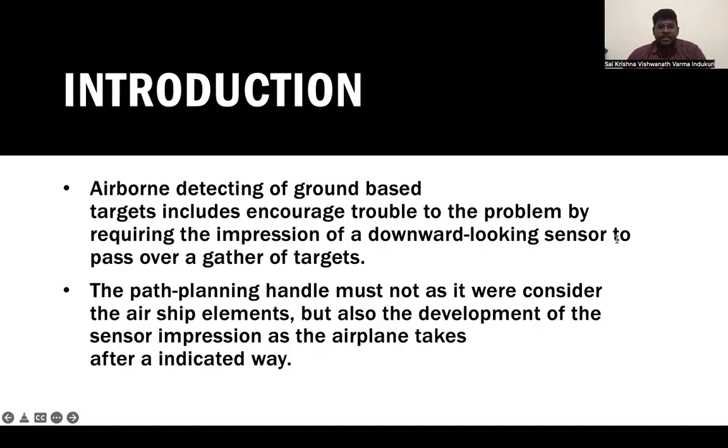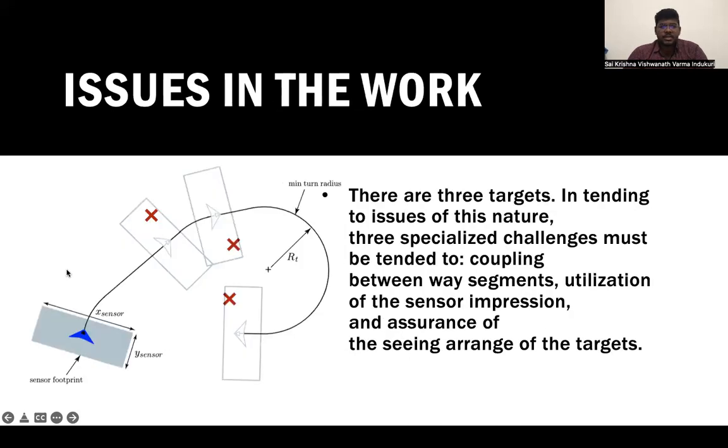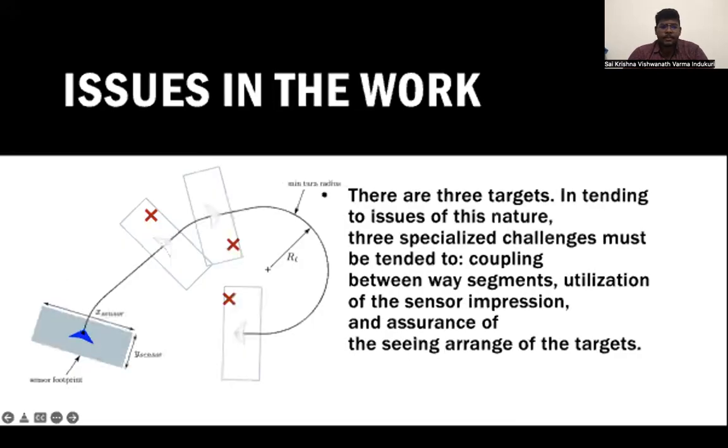So the path planning process must not only consider the aircraft dynamics, but also the movement of the sensor footprint as the airplane follows a specified path. So if the targets are located far apart with respect to the minimum turning radius of the vehicle, then the path planning approach is direct. So next comes the problem in the work.